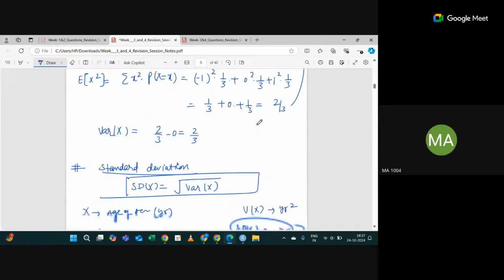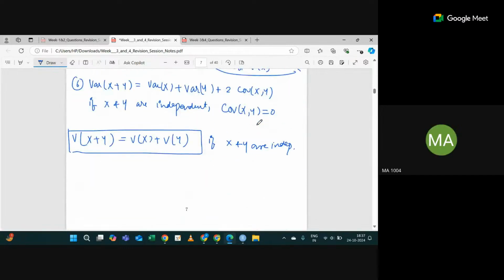Similarly, you can proceed for standard deviation of x plus y. Suppose my question is what is the standard deviation of x plus y? If x and y are independent, then just calculate the square root of variance of x plus y, and you will get the final answer. All right.